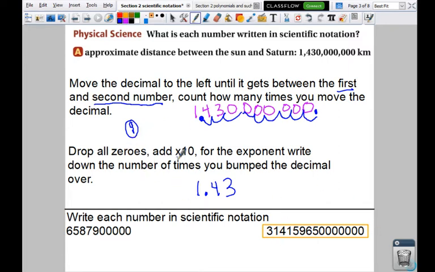After that, I'm going to add in my scientific notation piece. I'm going to go times 10, and I need an exponent on this 10. And that exponent is going to be the same as the number of times I moved my decimal. It'll be to the 9. So, 1,430,000,000 in scientific notation is 1.43 times 10 to the 9.